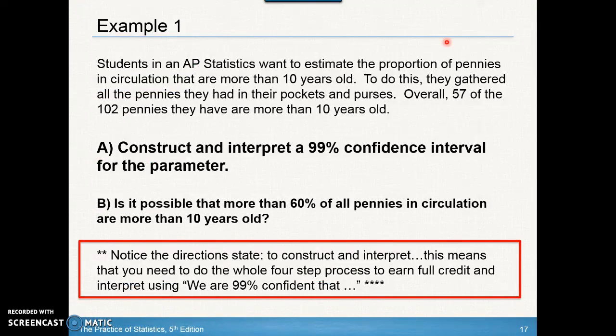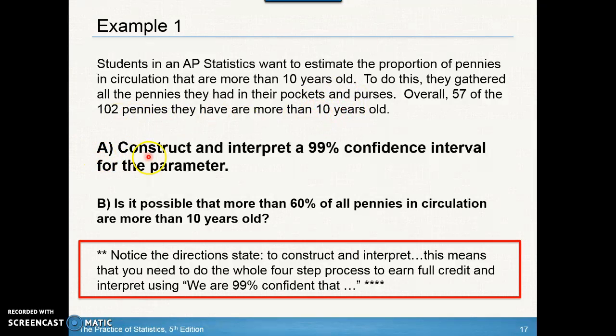All right, so let's just take a look at a couple of examples. Students in AP statistics wanted to estimate the proportion of pennies in circulation that are more than 10 years old. To do this, they gathered all the pennies they had in their pockets and purses. Now, this is a sample because there's no way to collect all of the pennies in the whole United States and see what percentage or proportion is more than 10 years old. When they did this, 57 of the 102 pennies they had were more than 10 years old.